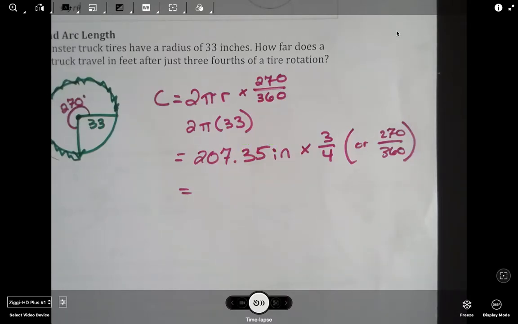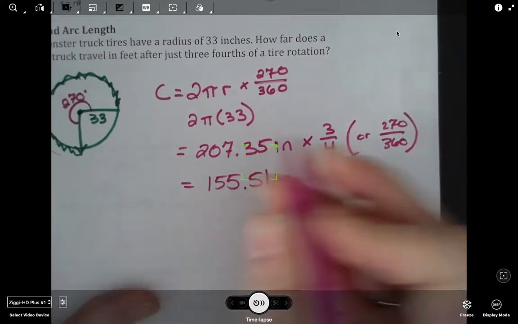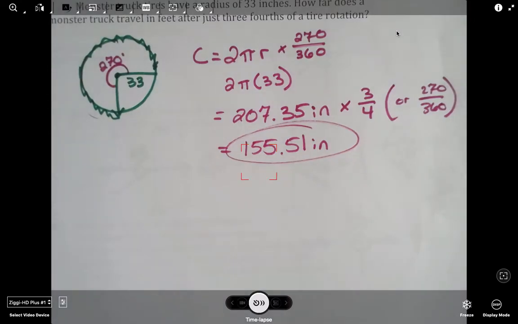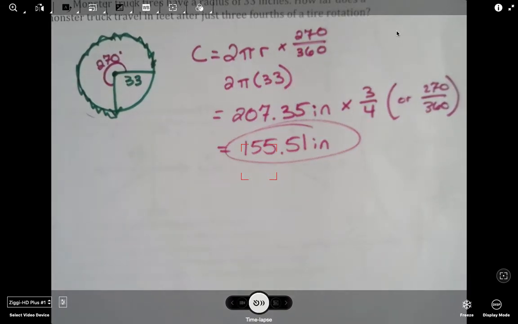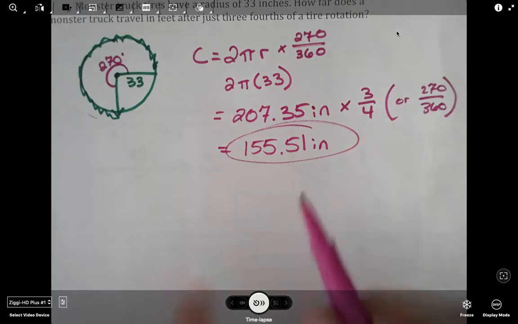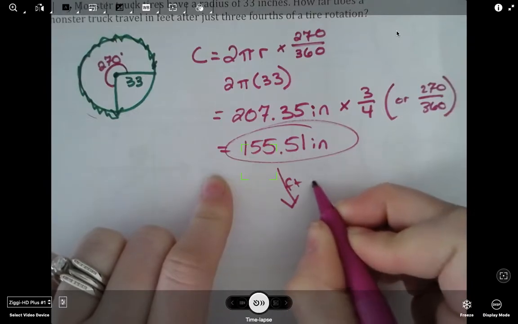What's 3/4 of 207? 155.51, and that's in inches. So if that monster truck only goes 3/4 of a turn, it's traveled 155.51. Now, there's something wrong with our answer and what the question asks. What does the question ask? In feet, right? So how do I convert this to feet? Divide by 12.